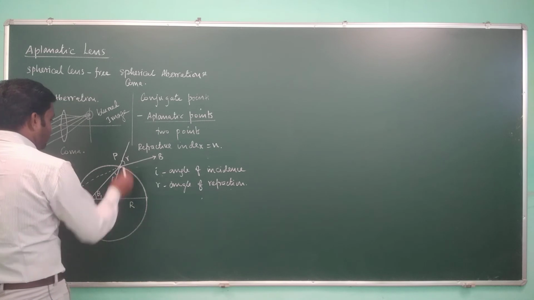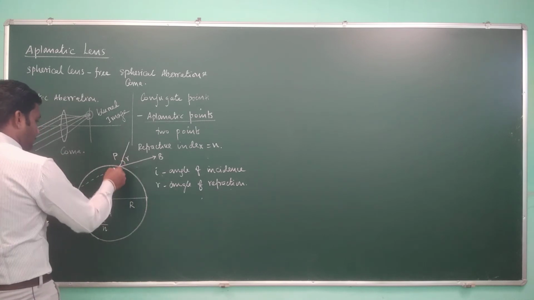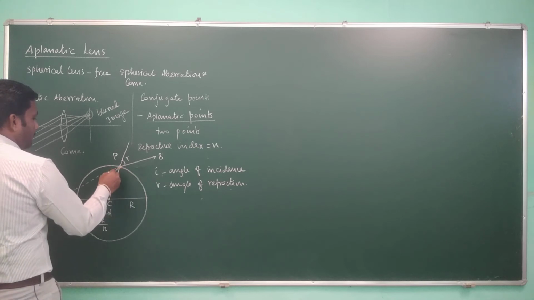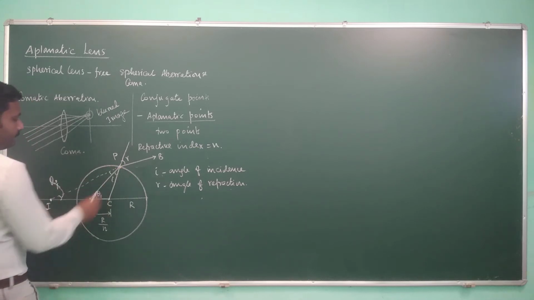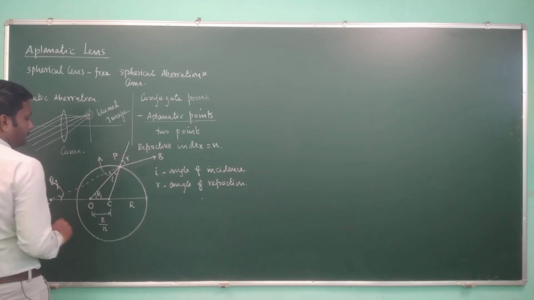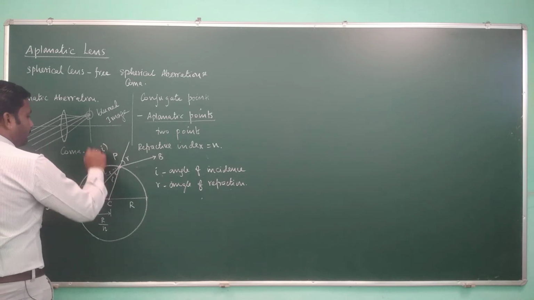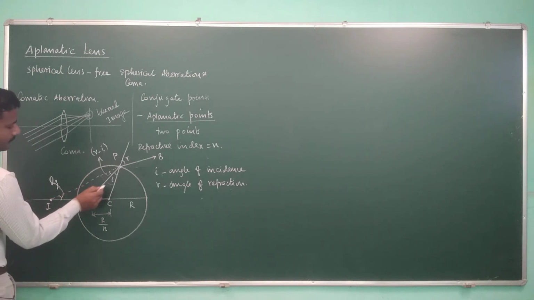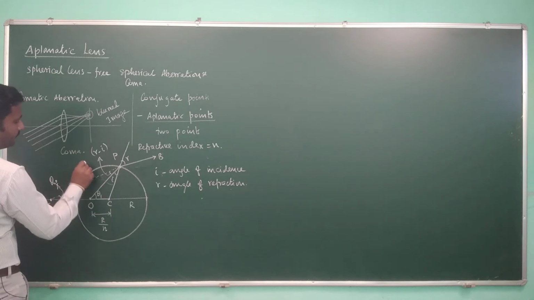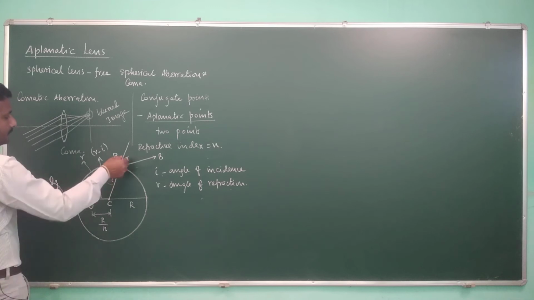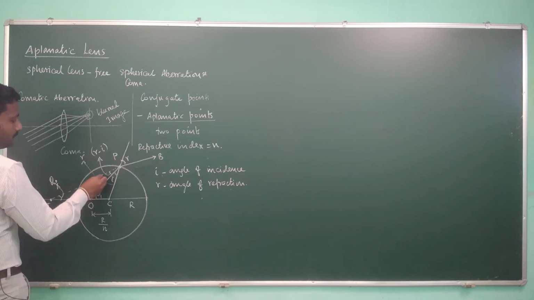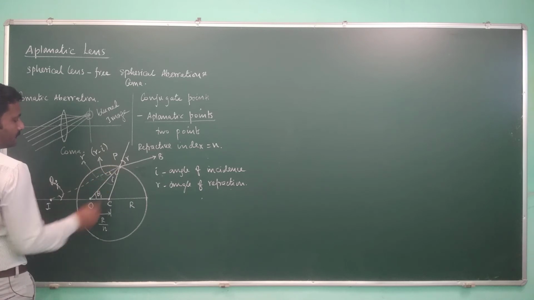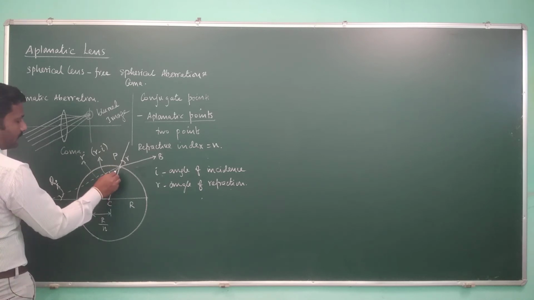If this is R, this is also R. And if you want this angle, it will be R minus I. This entire angle will be R, as this is R. But what we want is this angle, which is R minus this angle I.